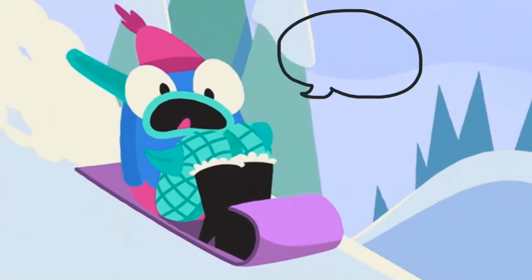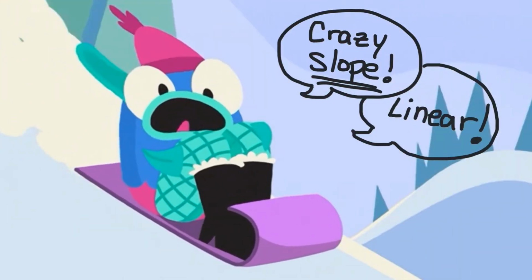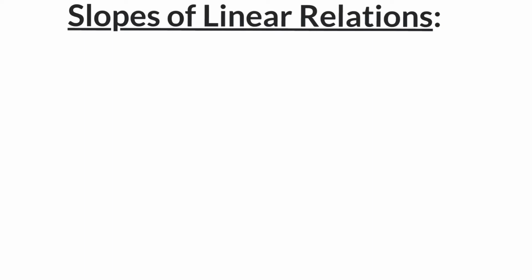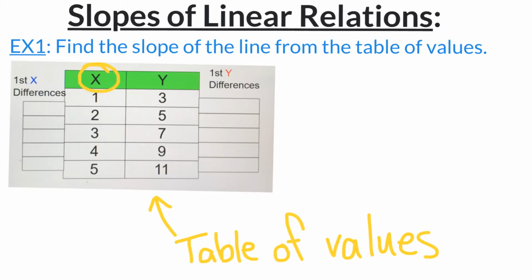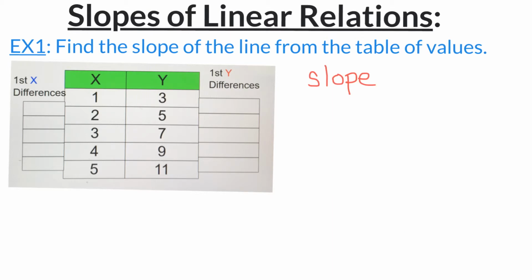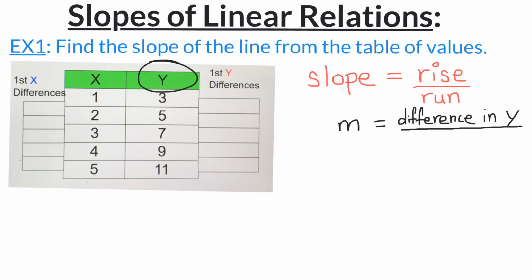In this episode, we are going to learn finding the slopes of linear relations. Let's take a look at the first example. In this example, we must use the table of values to find the slope. Remember from last year, the slope is equal to rise over run. This year, we're going to call the slope m. Remember, the rise is the difference in y and the run is the difference in x.